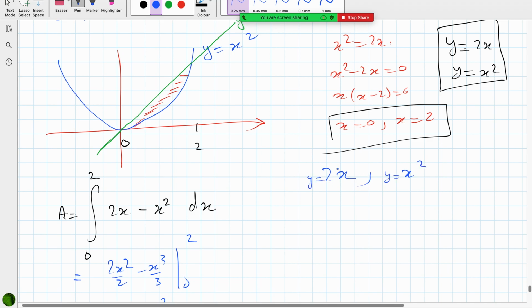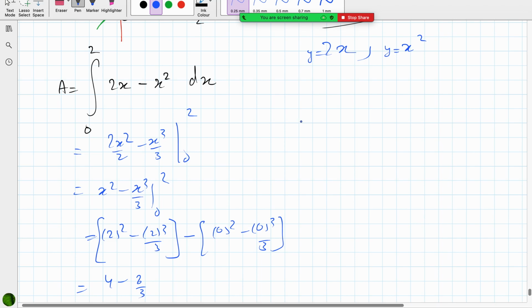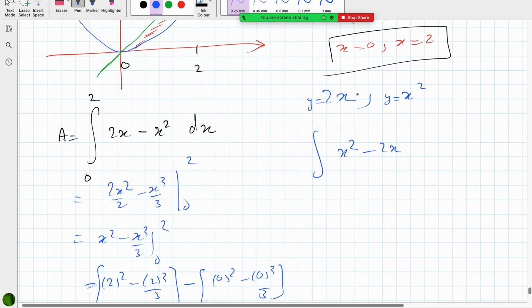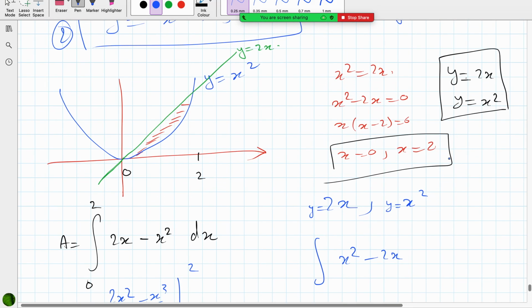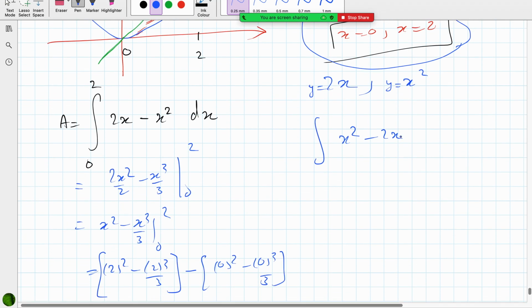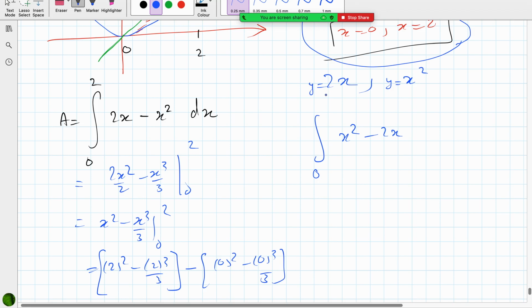Now if we were given these equations only, 2x and x square, and we do not know which equation lies above the other, and we just decide to subtract them in this order, and we've already performed simultaneous equation on them and got the limits 0 to 2, we'll write 0 here and 2 here, dx. Now these are two different students. First method, and this is second method.